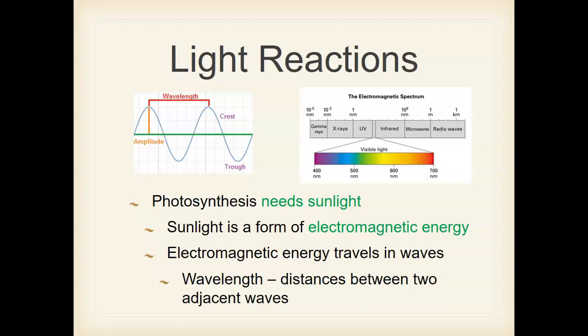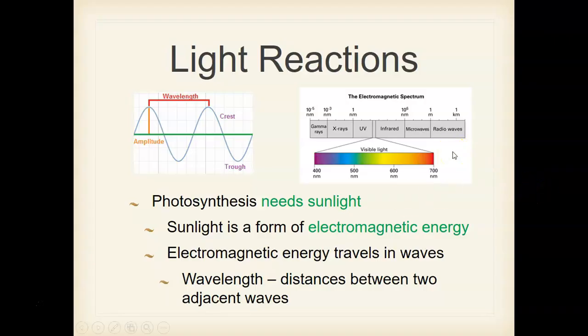So we're going to start off with the light reaction. Before we can actually get into the process of the way the light reactions work, we need to back up and talk a little physics. In order for photosynthesis to work, we need sunlight. Now, sunlight comes in to our atmosphere, to Earth, in the form of electromagnetic energy.